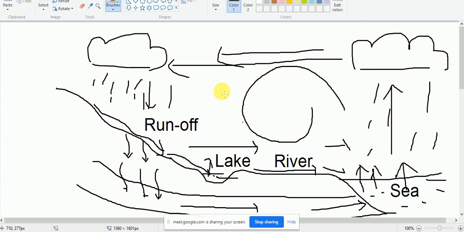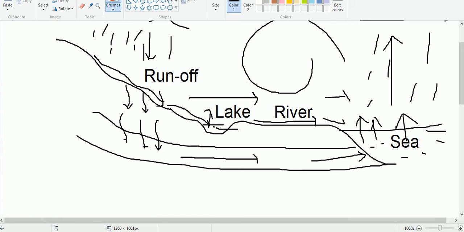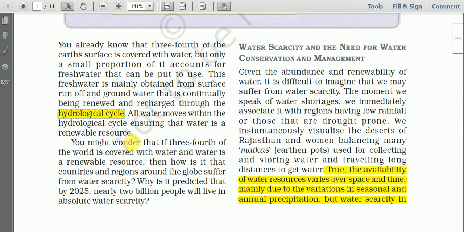So in this way it forms a cycle. This is what we call the hydrological cycle. As you know, most of you have learned about it. This is just a revision. Okay, and that is about the hydrological cycle.